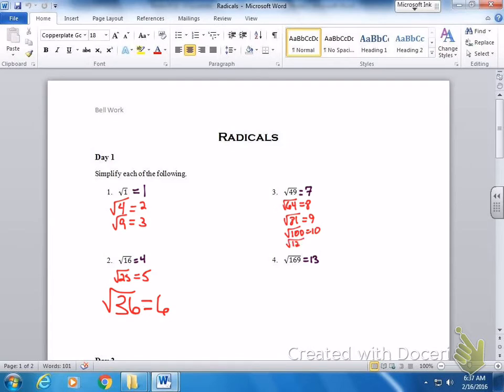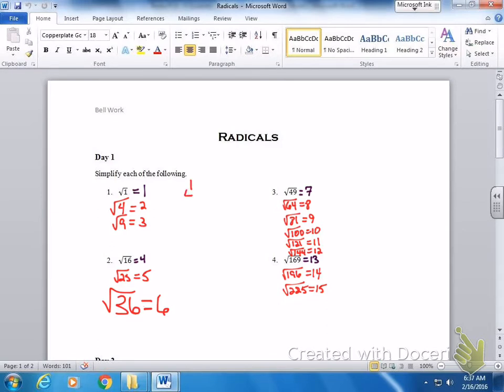The square root of 121 is 11. The square root of 144 is 12. We already had 169 is 13. The square root of 196 is 14. And the square root of 225 is 15. So these numbers that are inside the square roots are perfect squares, and you need to remember them.